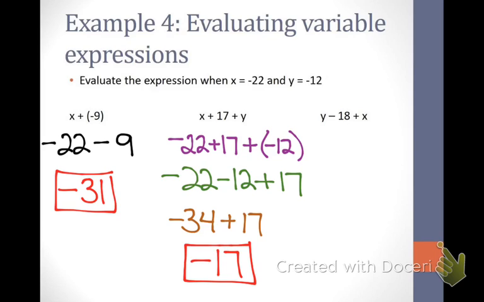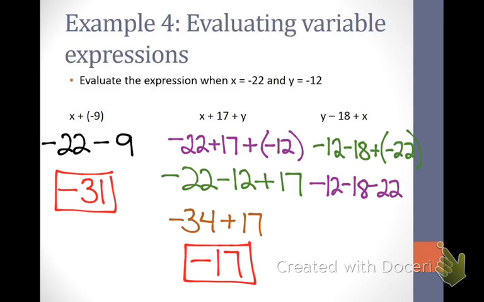All right, so now let's look at the third one. y minus 18 plus x. Go ahead and make your substitutions. So I substitute in for y, negative 12, minus 18, plus negative 22, but I know that's subtraction. So if you went ahead and just wrote that, that's fine. And they're all negative. So I just add and keep them all. Negative 52. Okay, so if you understand that, that should be everything you need to know for 1.5.